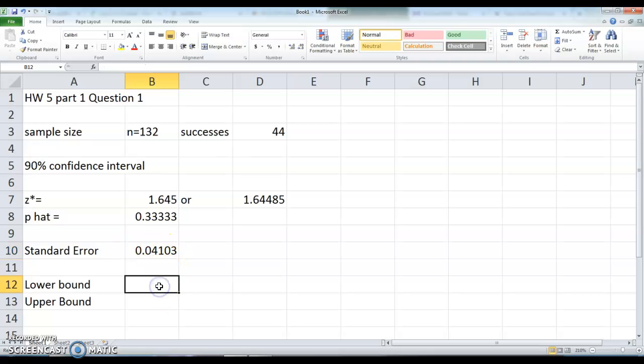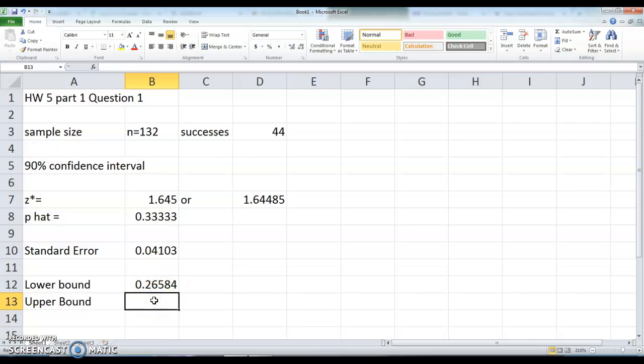To figure out my lower bound, I type in my p hat, and I'll subtract my z-star score times my standard error. That's my lower bound for my probability of success.